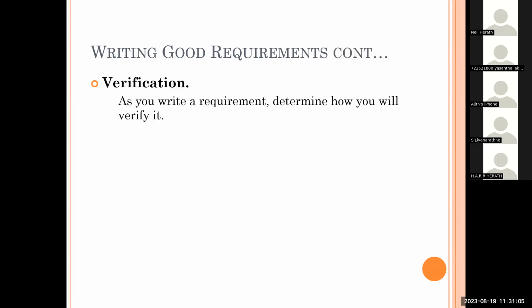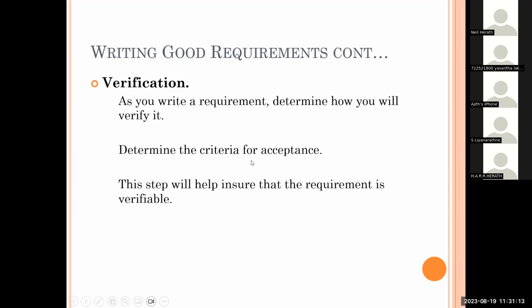Then verification. How are you going to verify it? That is what goes into the criteria for acceptance. This step will help to ensure that the requirement is verifiable. If you say something to include in the software system which cannot really be verified, then neither the customer nor the development team can make sure or assure that it is implemented in the system.